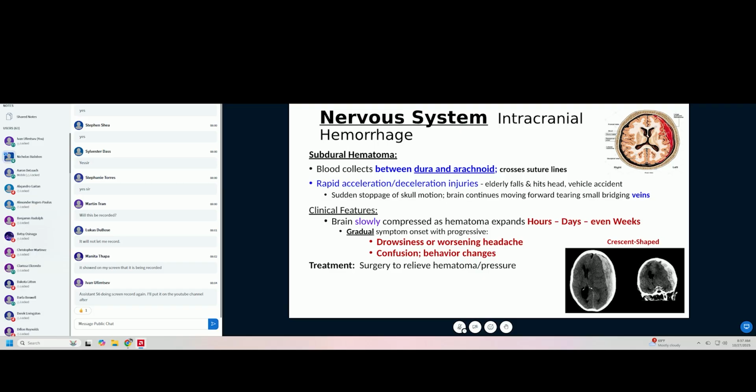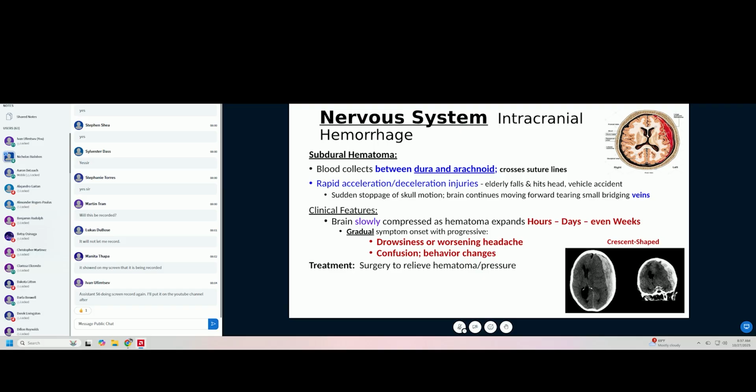But think about veins, right? They're low pressure systems, and so these bleed slower. So most of the time, it's a slower bleed. That pressure is going to build up slower, and it really depends on how severe the bleeding is. But it can take hours, days, or even weeks, right? A patient may have hurt their head a week ago or 2 weeks ago, but it's barely presenting. It just depends on how many of those vessels were damaged.